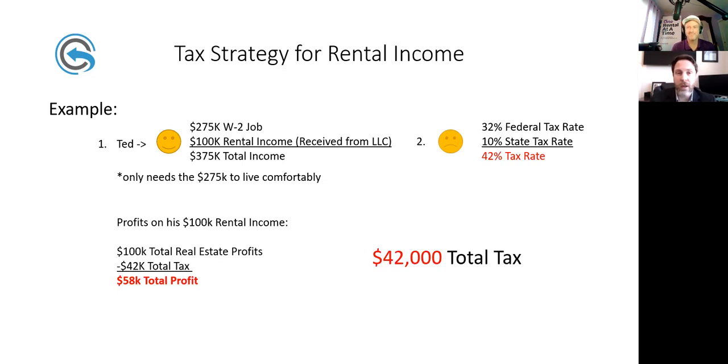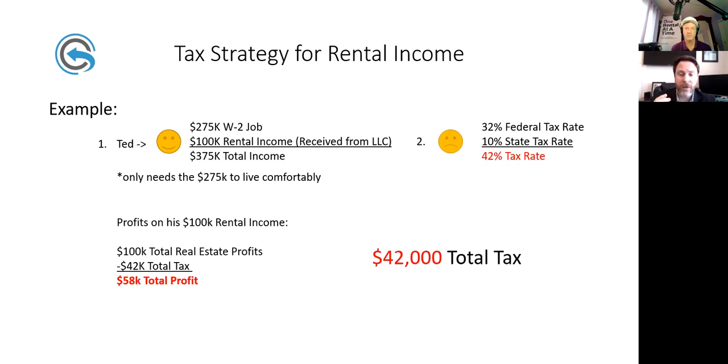And so, from a federal standpoint, Ted would be in right around a 32% federal tax rate. And from a state standpoint, he's going to be in roughly a 10% state tax rate. And so overall, that's a 42% tax rate, which is really high. And so if Ted has $100,000 of profit from rental income and he's going to get taxed at 42%, that means he's going to pay $42,000 in total taxes. And he's only going to be able to take and receive about $58,000 worth of his profit.